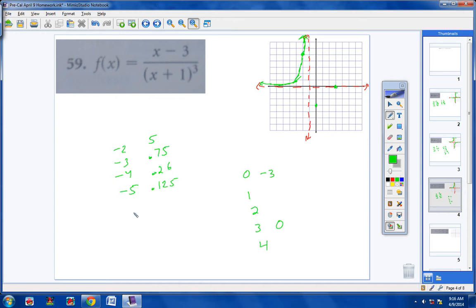Let's start with 1. 1 gives me negative 1/4. 2 gives me negative 0.037. 3 would give me an actual 0, and 4 would give me 0.008. Alright, so let's see what this is doing here. 0 is at negative 3. By the way, trust me, if I put in a value really close to this asymptote, like negative 0.9, I would get out negative 3,900. It's going to shoot way down here.